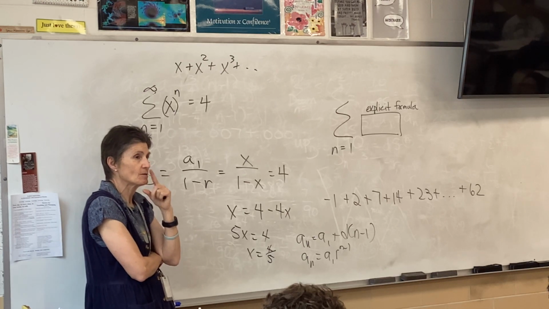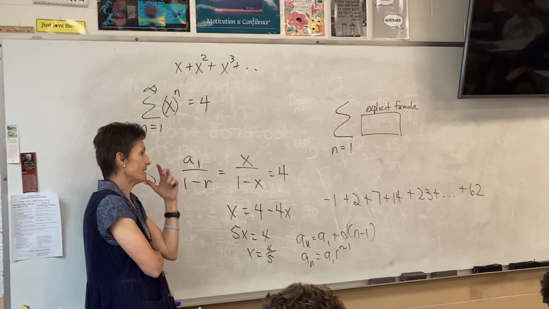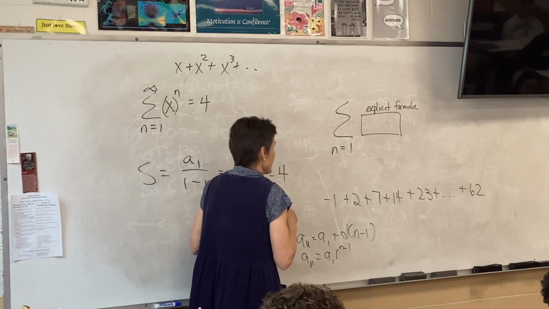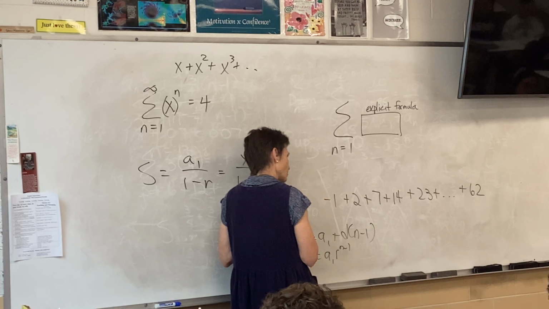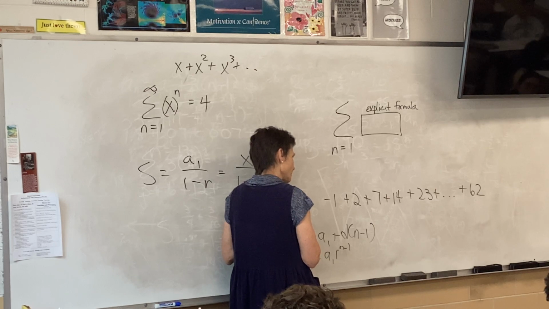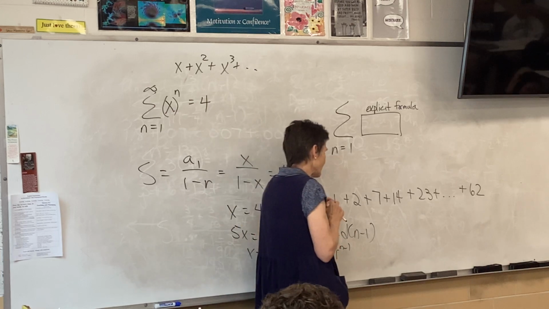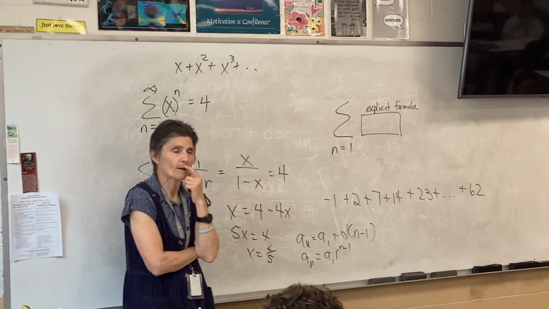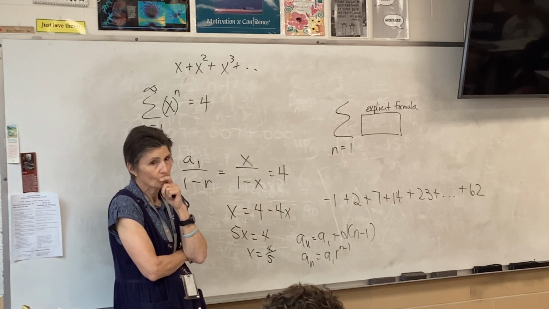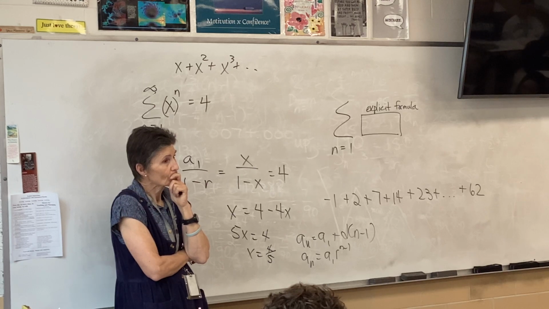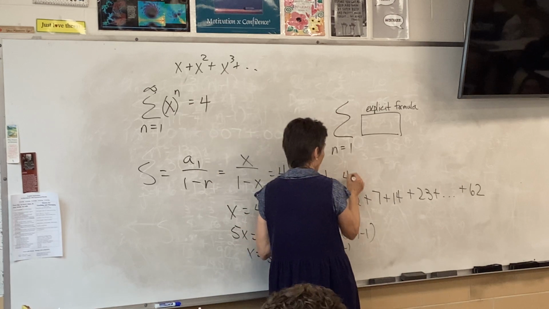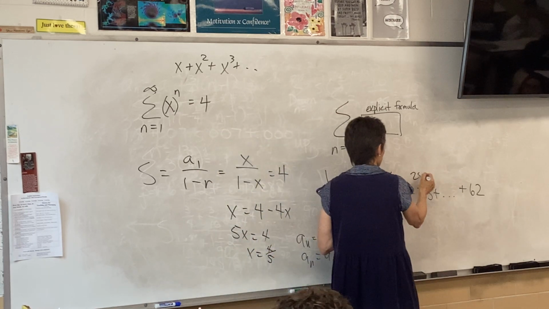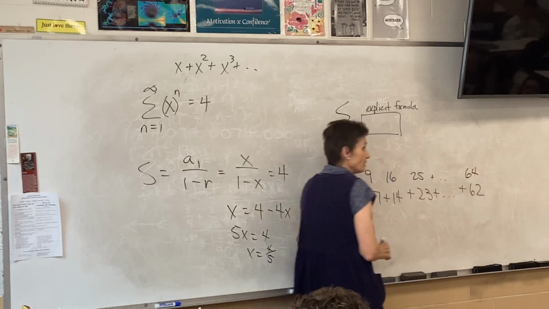I'd like you to think about something else for a minute. This is the kind of thinking you have to be open to, and it comes with practice. You have to be open to looking at those numbers and thinking, okay, what would happen if I added 2 to every one of those numbers? If I added 2 to all those numbers, they would become 1, 4, 9, 16, 25, and 64.